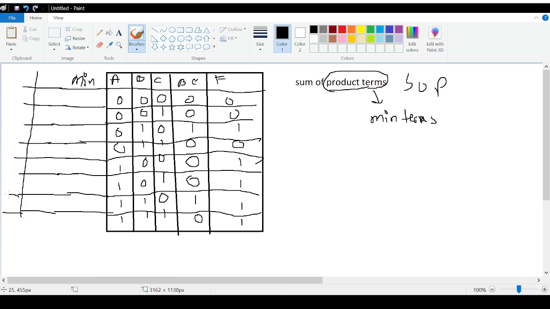Oh god, this is really hard doing it on the computer.